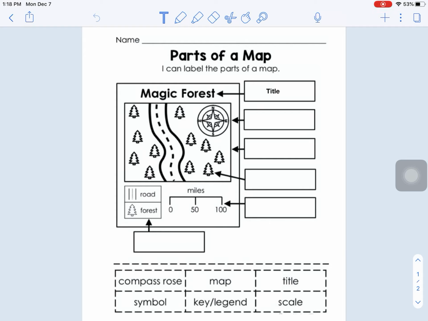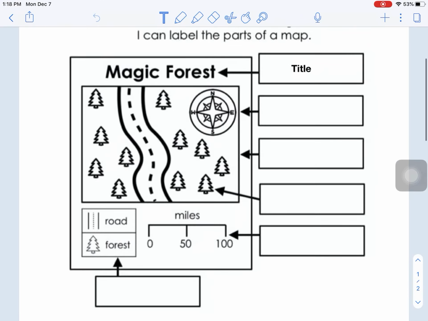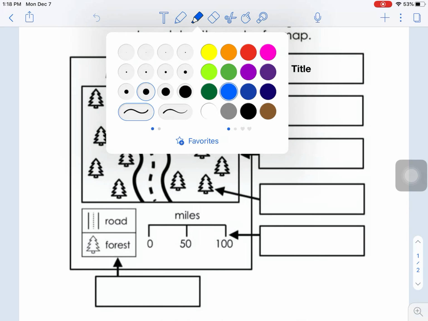So today we're just going to be reviewing all the different things we learned last week in order to be ready for our quiz tomorrow. So this page should look familiar here. This is the parts of a map, and we're just going to review the parts of the map again because this will be on your quiz tomorrow. So if we're looking at our picture here, I already have the first one completed for you. I'm going to change my color here.